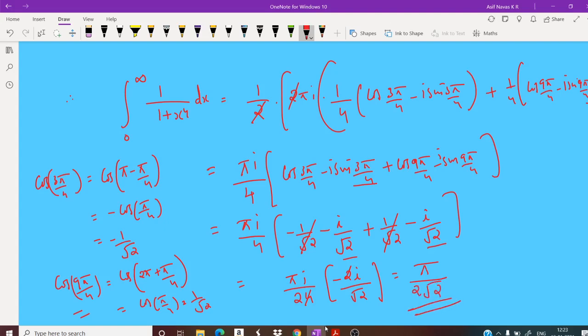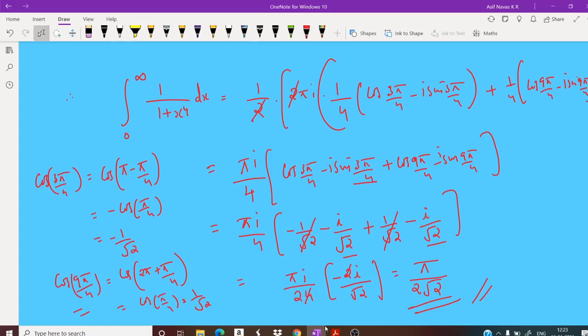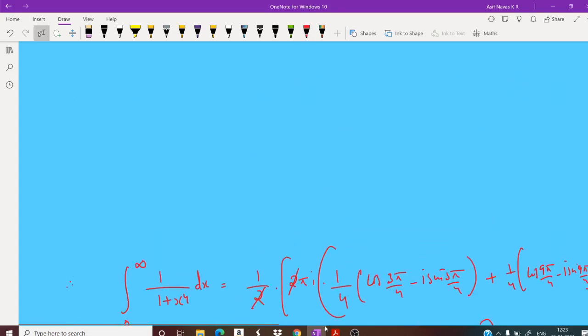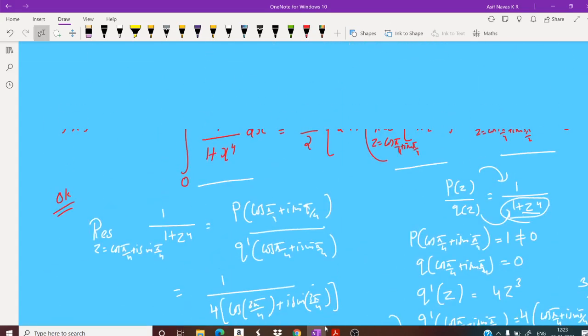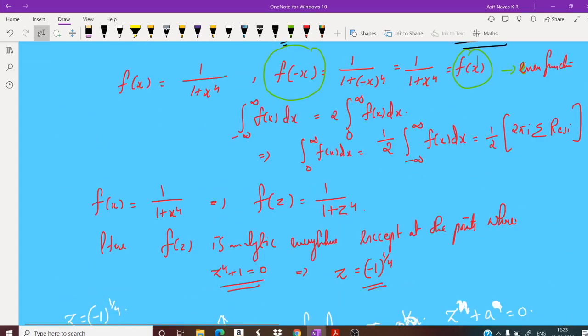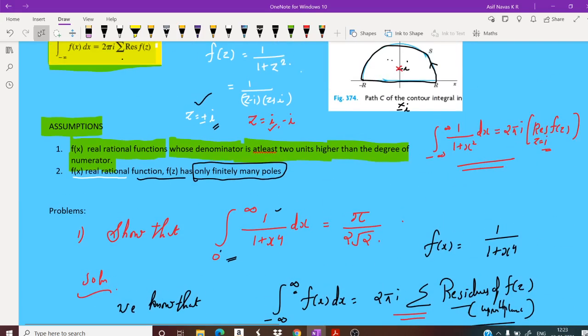So the answer is the integral from 0 to infinity of 1/(1 + x^4) dx is pi by root 2. So we got the answer. So this is what we have to calculate.